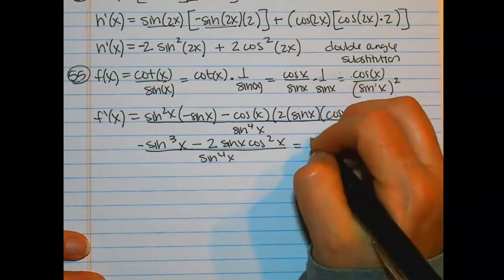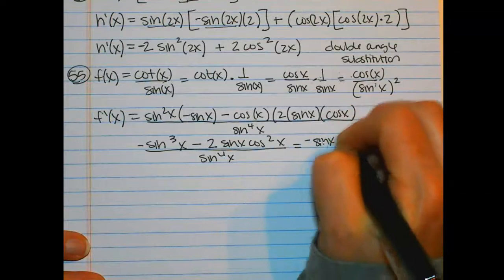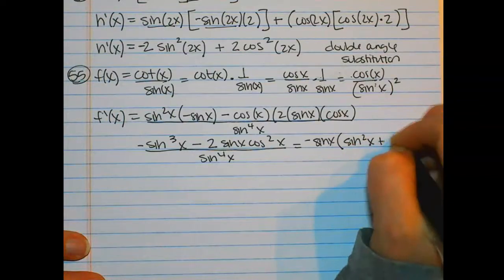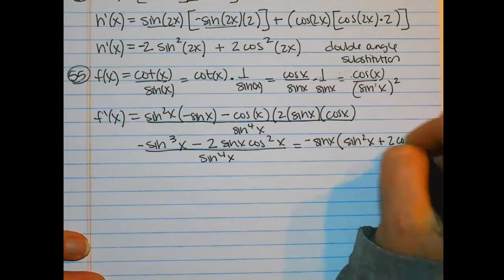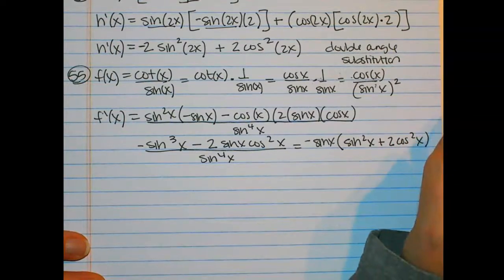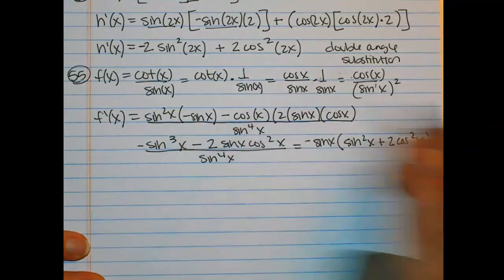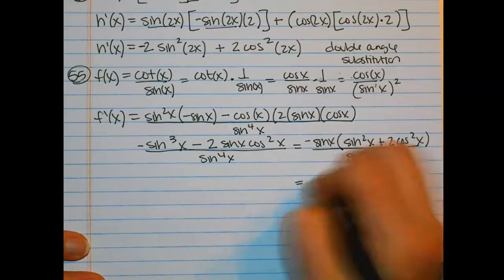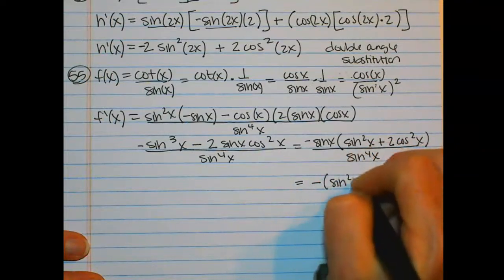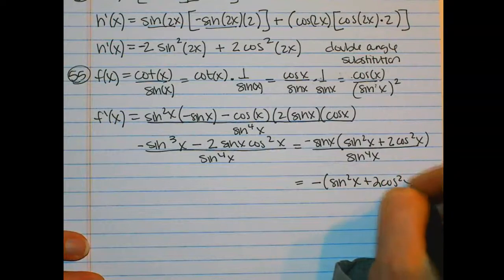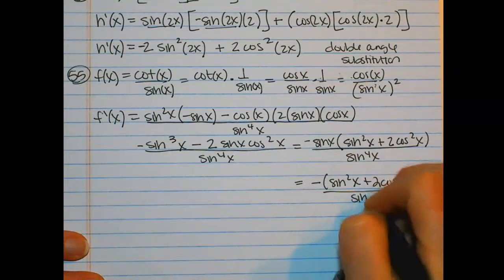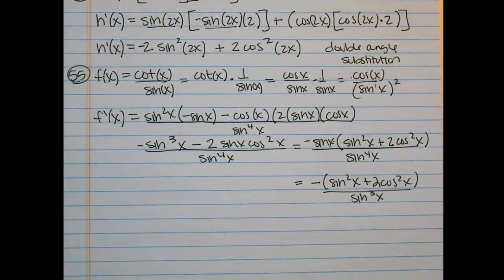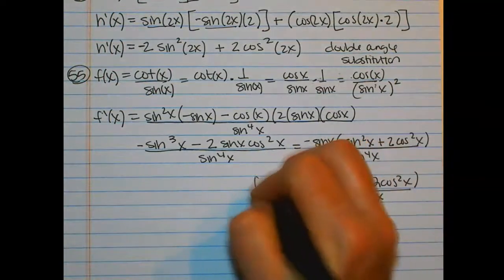And if I factor it out, I'm going to take out negative sine. That leaves me sine squared x plus 2 cosine squared x, because I'm taking one of those out. That's squared. Okay, that's good. Over sine to the 4th, which is negative sine squared x plus 2 cosine squared x all over sine cubed of x when I simplify those two together. So I'm canceling one out to simplify it. So that's my derivative. I'm going to end with the right notation.